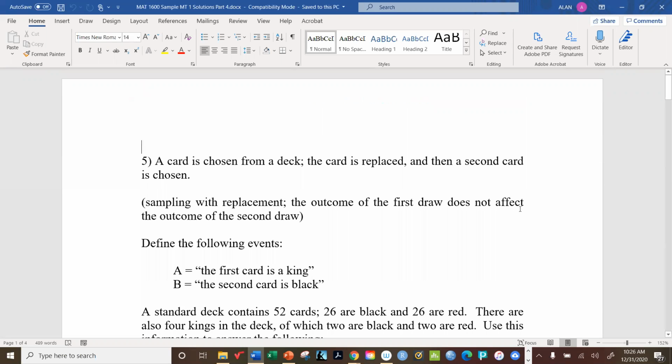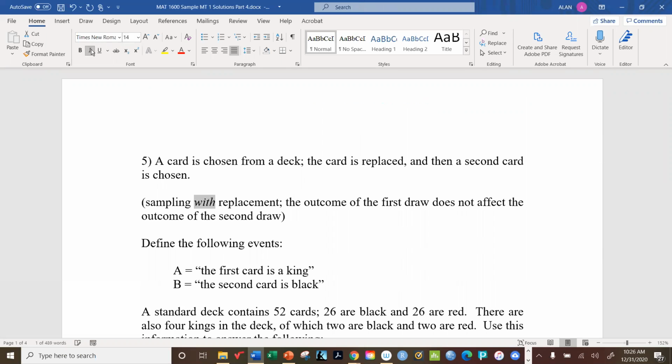So again, let's just go back right to the beginning, question number 5. A card is chosen from a deck. The card is replaced, and then a second card is chosen. So what that means is that we're sampling with replacement, which means that the draws are independent of each other. They do not influence each other because when we pick the second card, the entire deck is still intact. In other words, nothing is missing. And so what that guarantees is that any events that are defined on the first and the second draws are going to be independent of each other.